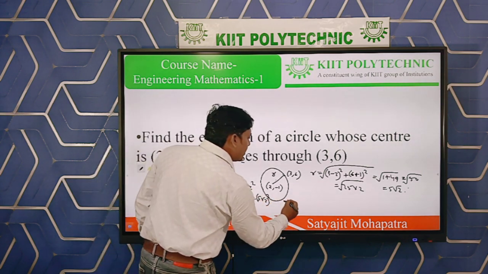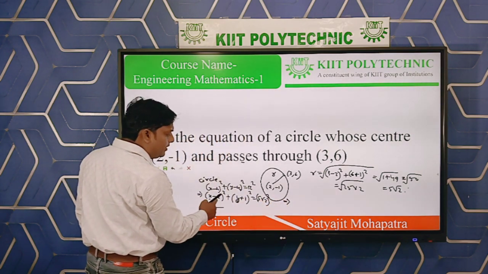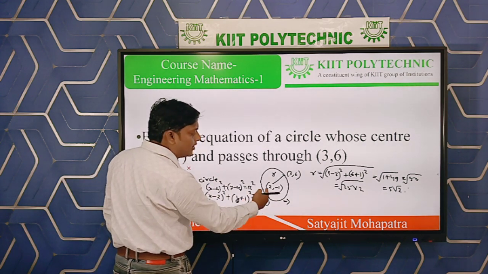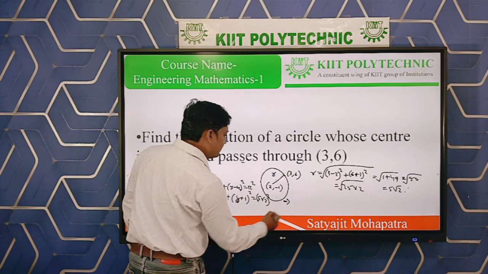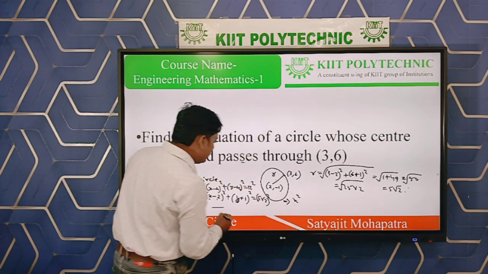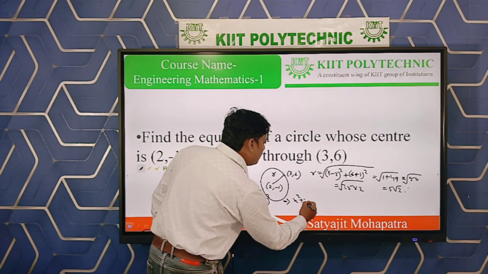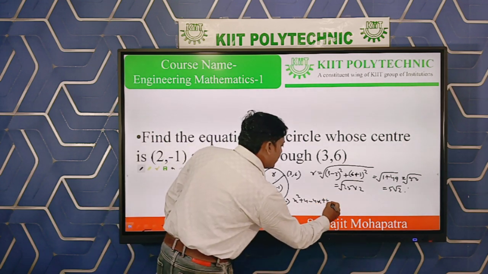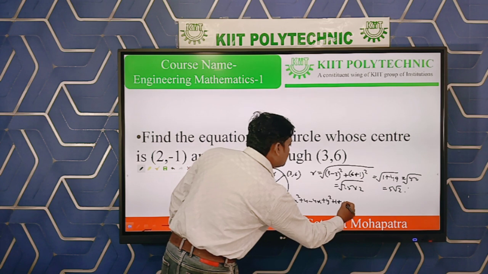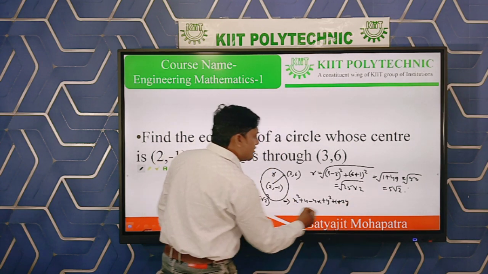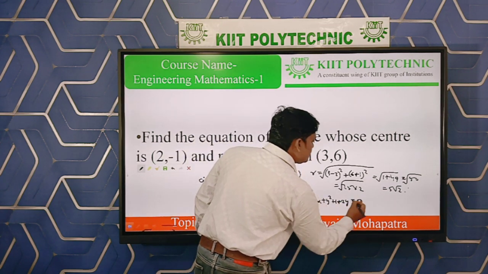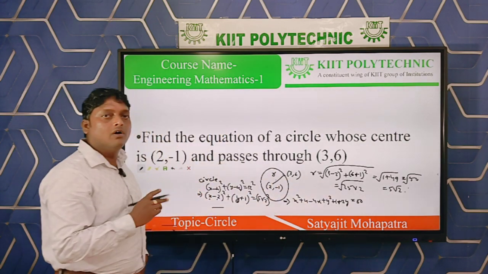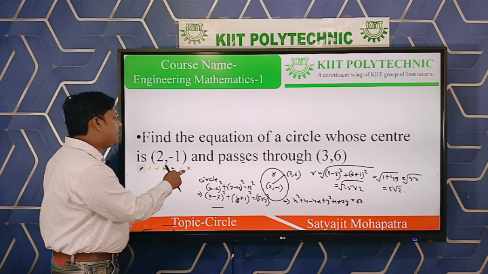Next, you can easily simplify. (x minus 2) whole square plus (y plus 1) whole square equals (5 root 2) whole square, which will give you 50. If you want to move forward, x square plus 4 minus 4x, then plus y square plus 1 plus 2y, equals (5 root 2) square, which is 50. Then you can simplify all these things. Okay, come to the next slide.